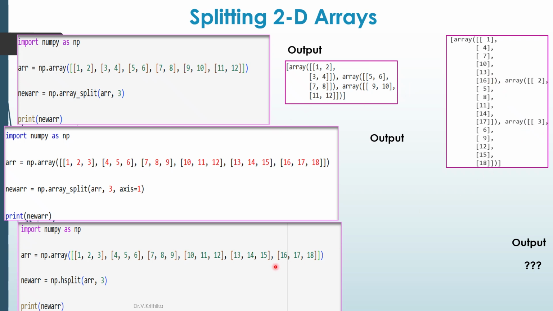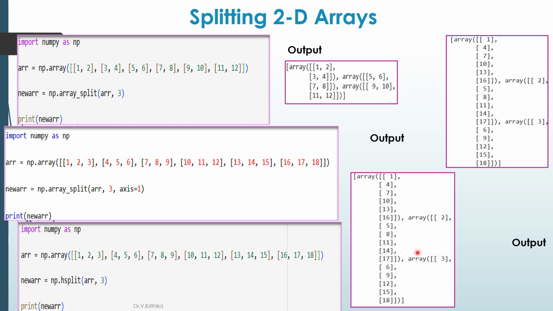Now here is hsplit, like hstack. What we try to do is we have 3 arrays. We require 3 arrays, and we're splitting it into 3 horizontally. See, 1, 2, and 3, and it is given this way.